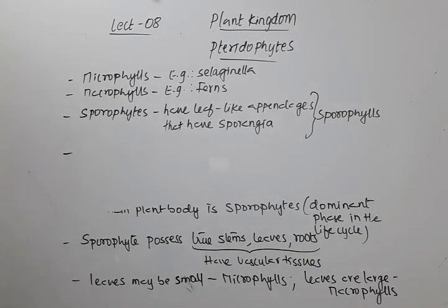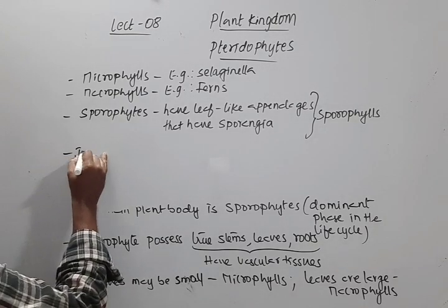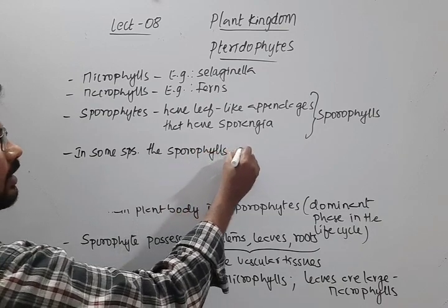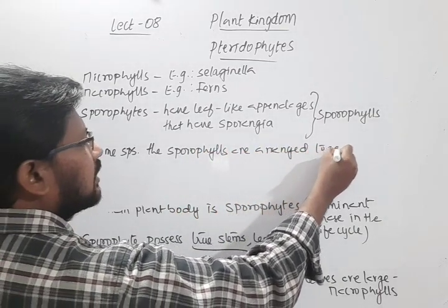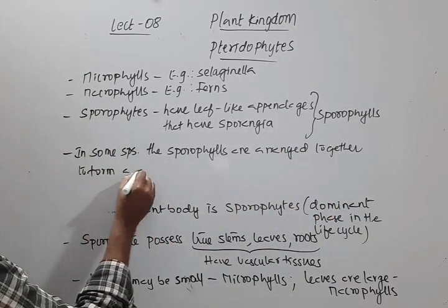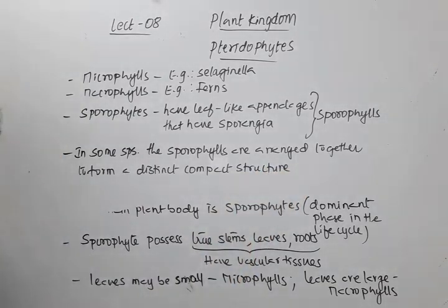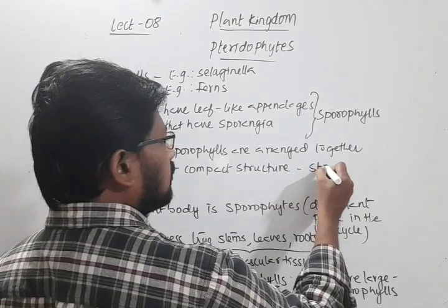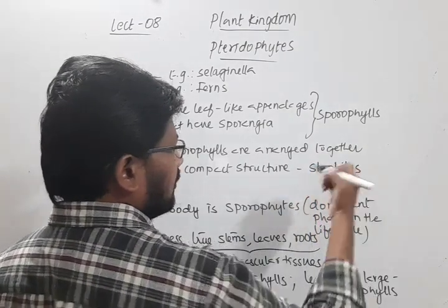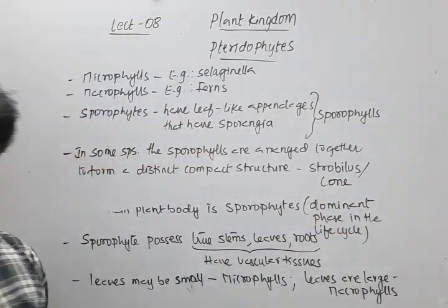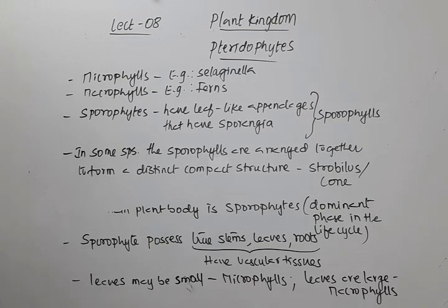In some species, these sporophylls get arranged together and form a distinct compact structure. That distinct compact structure is called strobili or strobilus. Strobilus is singular, strobili is plural. It is also called a cone. So we see in pteridophytes the formation of strobili or cones.